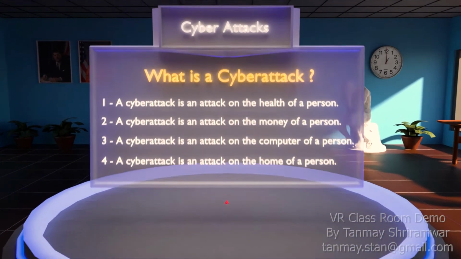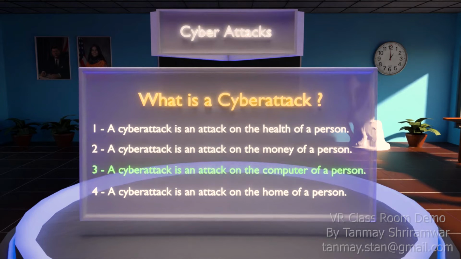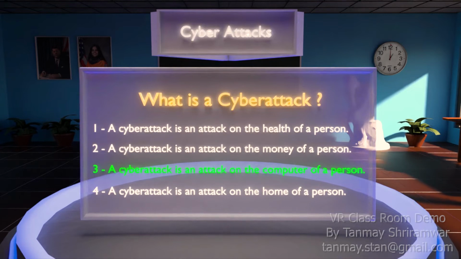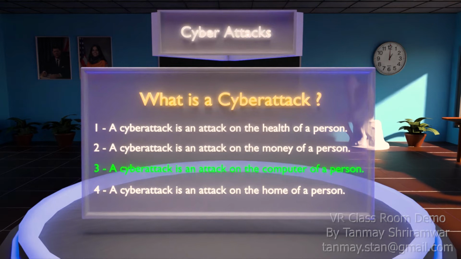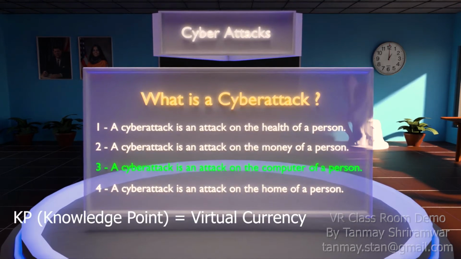So now after the lesson it's time for a test. A quick test. What is a cyber attack? So we could easily understand that the correct option is option 3. A cyber attack is an attack on the computer of a person. So what happens when a student gives a correct answer? He won't just pass the test, he would also get a KP. The KP stands for knowledge point.